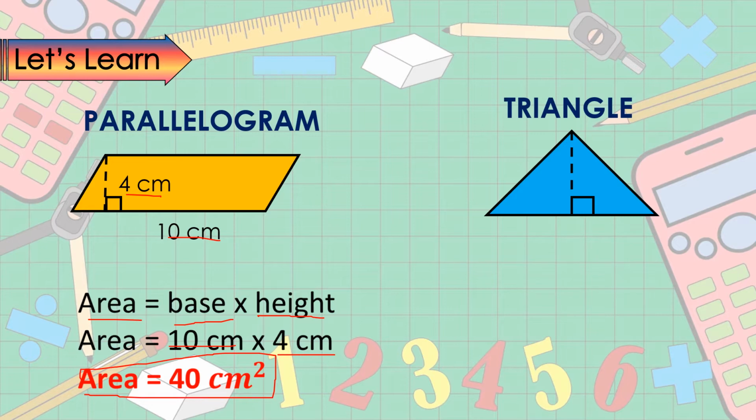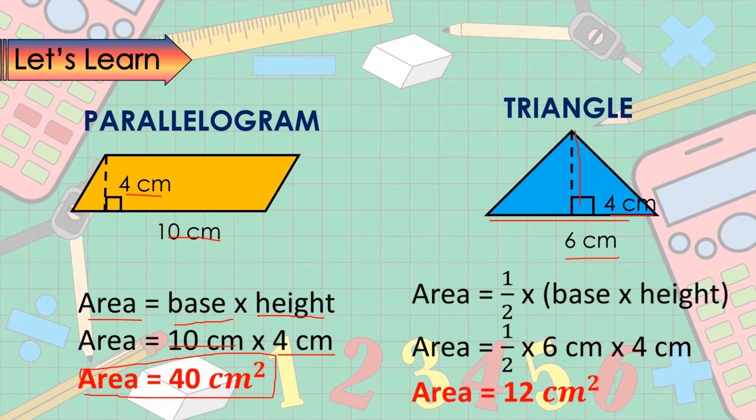Next, we also have these simple figures. So we have a triangle. For this triangle, we have 4 centimeters as its height. So this is the height of the triangle. And the base is 6 centimeters. So in getting the area of a triangle, we have 1/2 times base times height. We are going to substitute the values: 1/2 times, what is the base? It is 6. And for the height, we have 4.